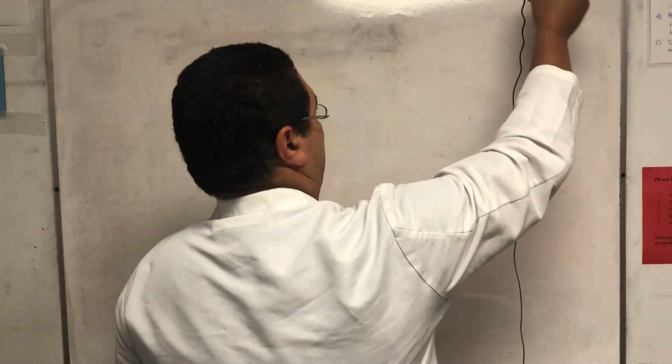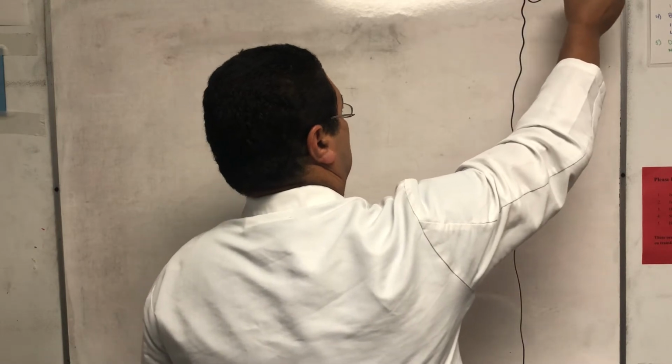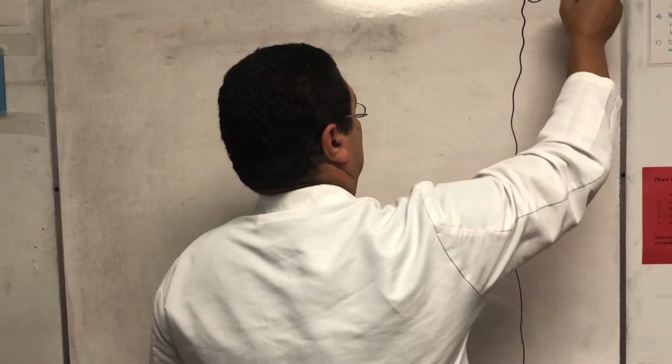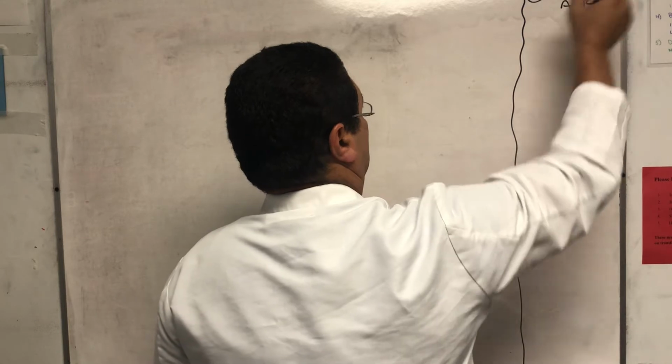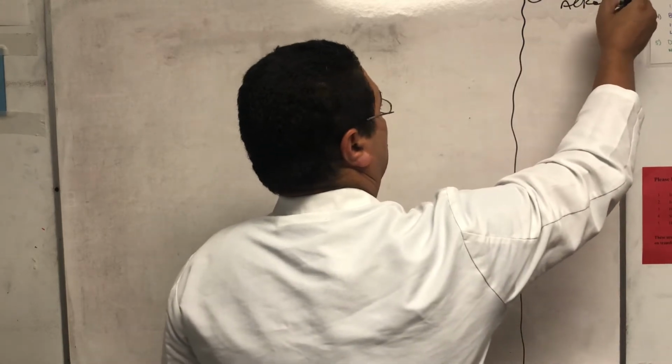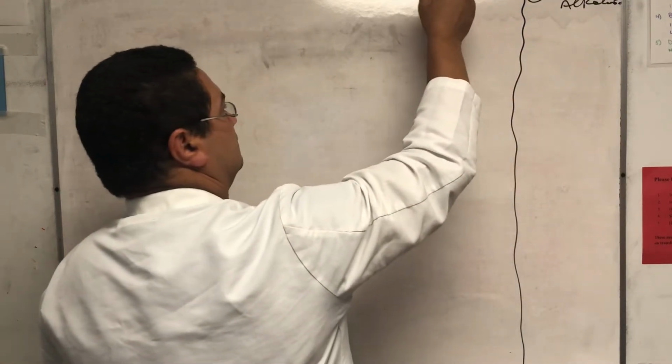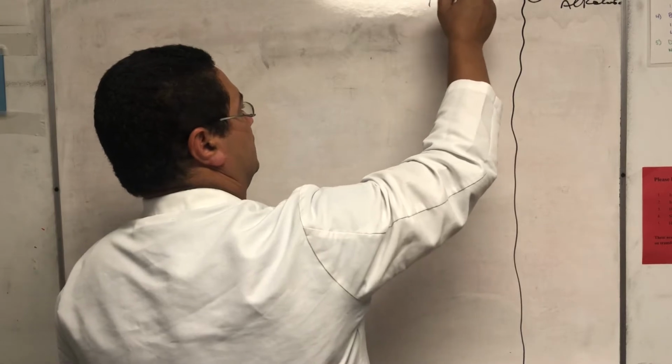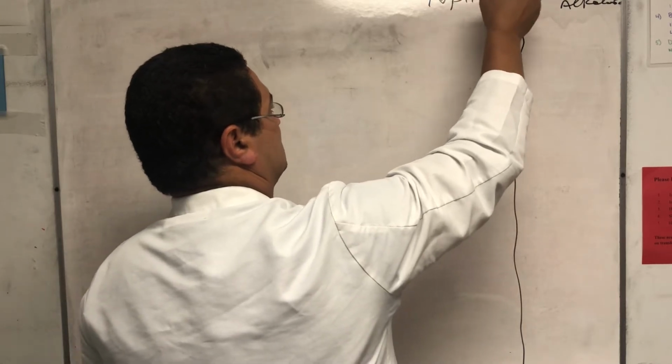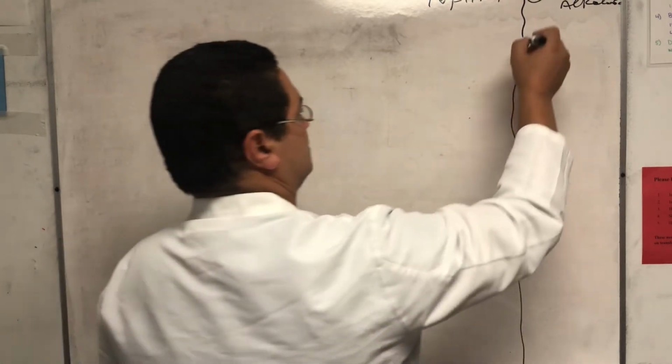So, number 1, you need to find if it's acidosis or alkalosis. And that's very easy, obviously, right? pH above 7.4 is alkalosis, below 7.4 is acidosis.